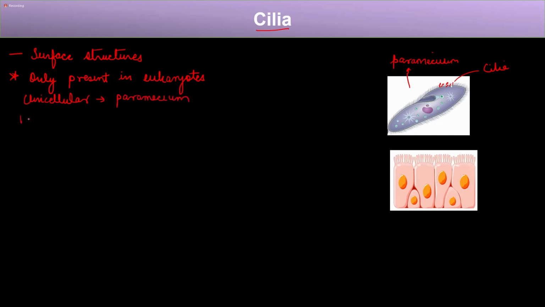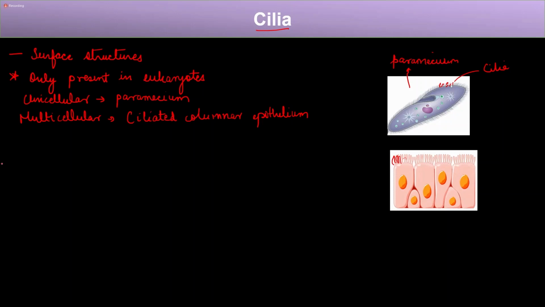Paramecium. Similarly, if we talk about the multicellular organism, the second figure here represents the columnar epithelium cell. The columnar epithelial cells are present in our lungs, and these have a surface extension called cilia. So we can also say ciliated columnar epithelium. Why? Because it is of columnar shape and it has cilia. So in multicellular organisms, the example is ciliated columnar epithelium, and in unicellular organisms, it is present in paramecium.